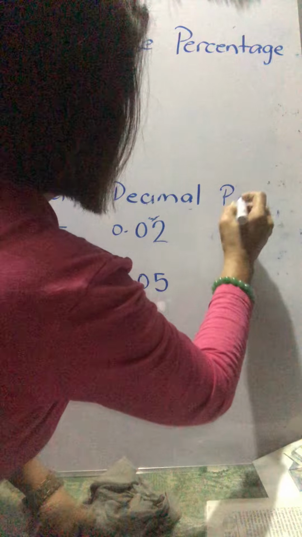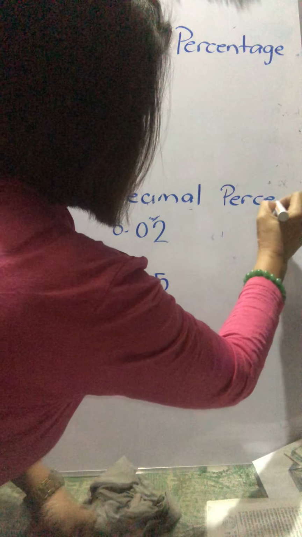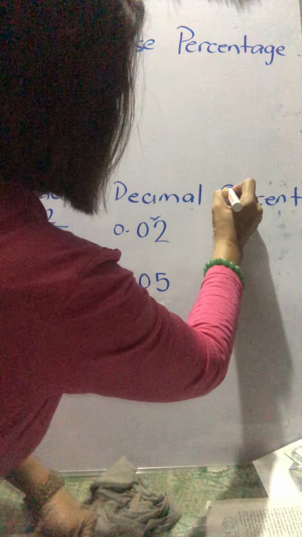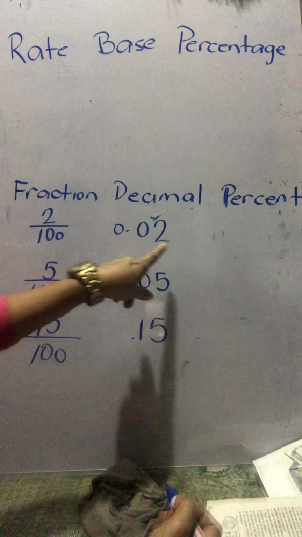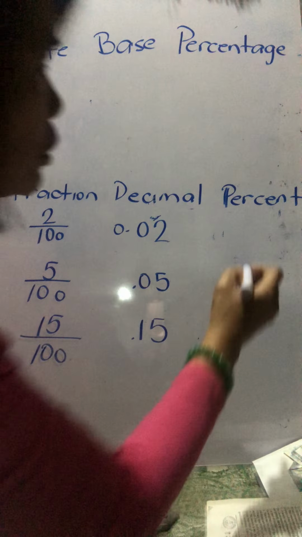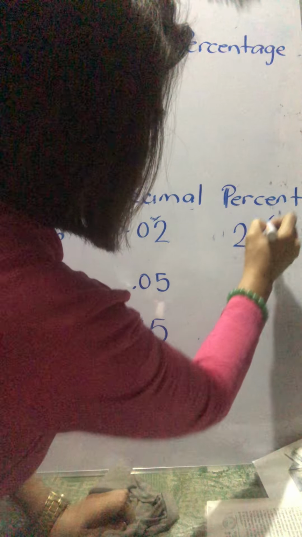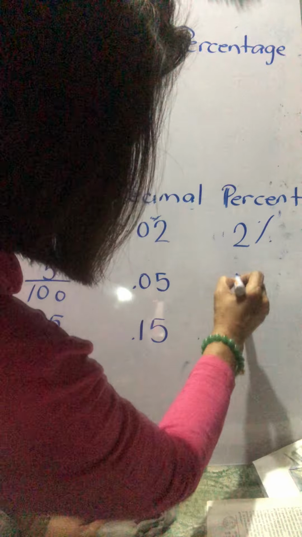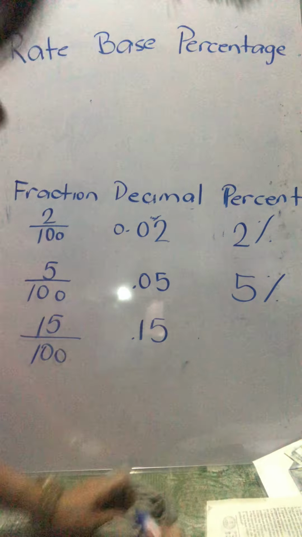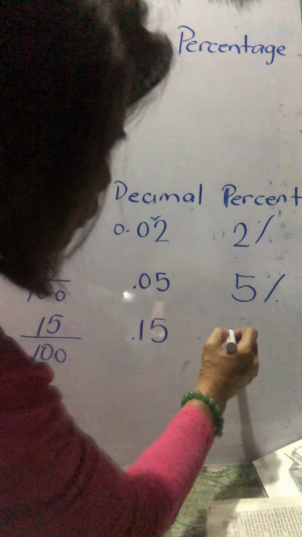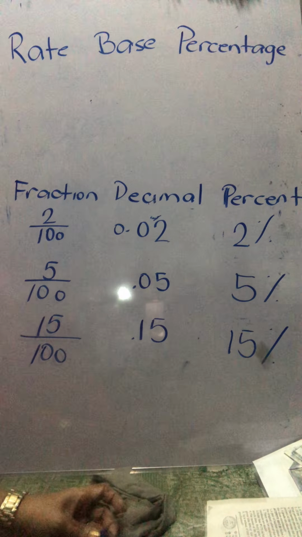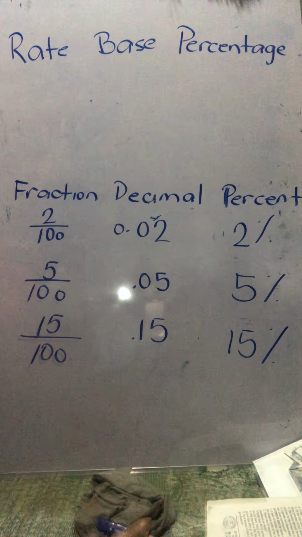So, fraction form, decimal form, now comes the percent form. Here, our 0.02 is what we call 2%. This 0.05 is what we call 5%. And then here, 0.15 is what we call 15%.